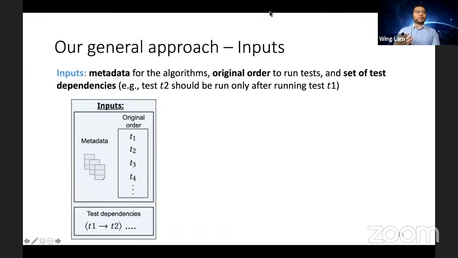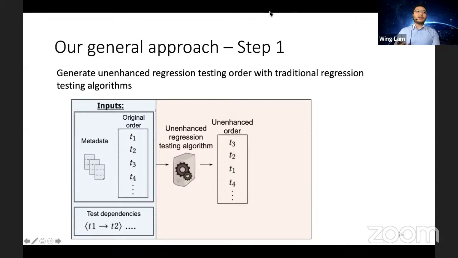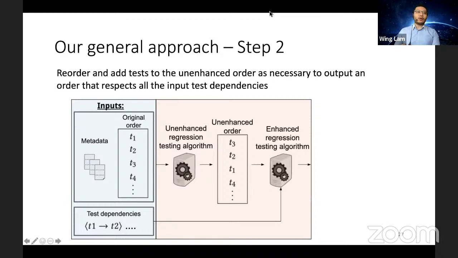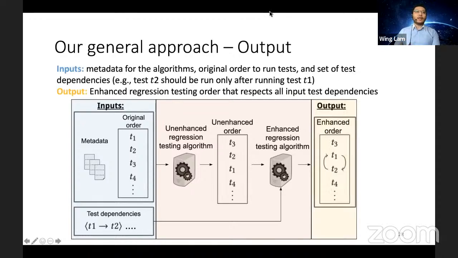So here, we can go over each step of the approach. As input, again, we take the metadata, the original order, and a set of test dependencies. Our first step is to use the metadata and the original order on the unenhanced regression testing algorithm to get an unenhanced order. Using that order and the test dependencies, we then provide that to the enhanced regression testing algorithm that would then use that information to finally output an enhanced regression testing order that respects all of the input test dependencies.